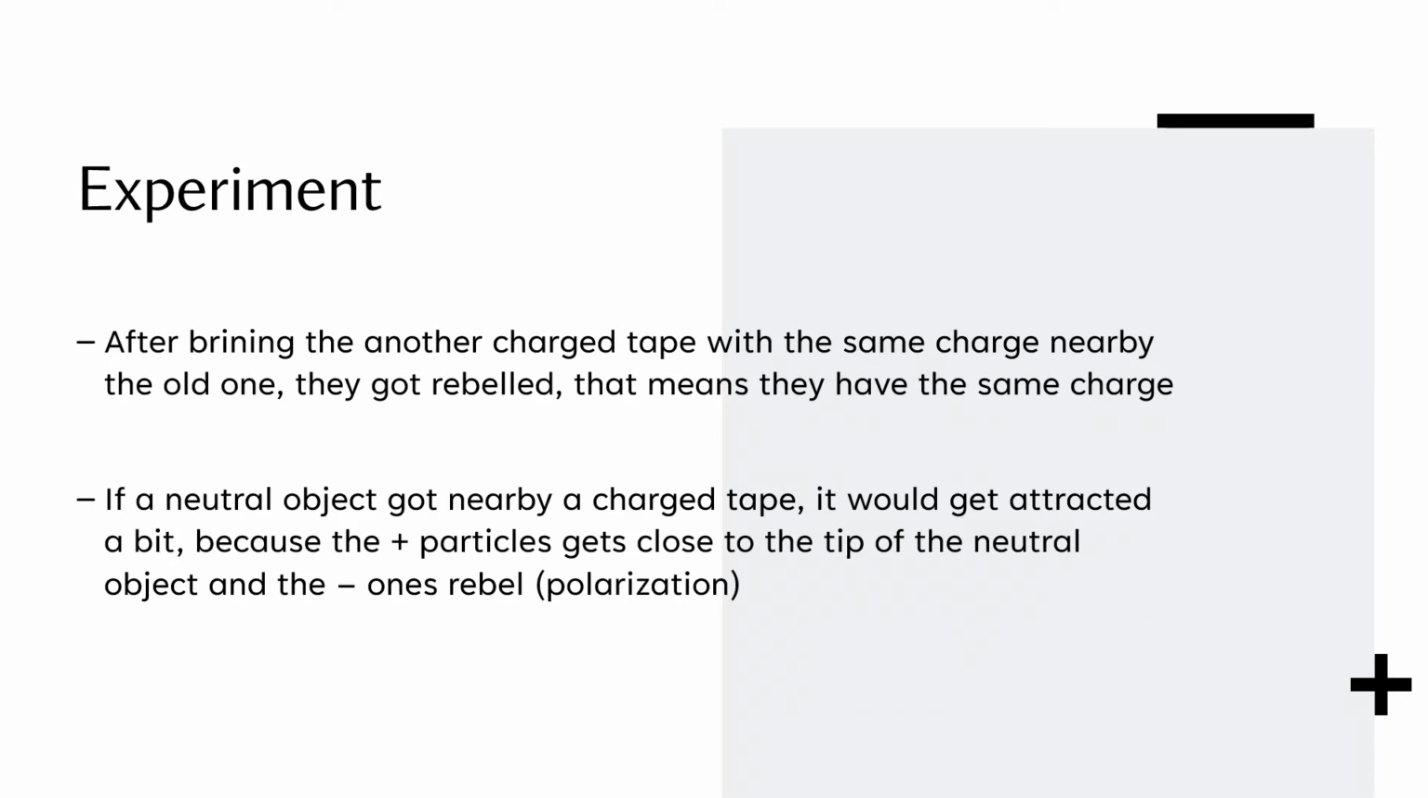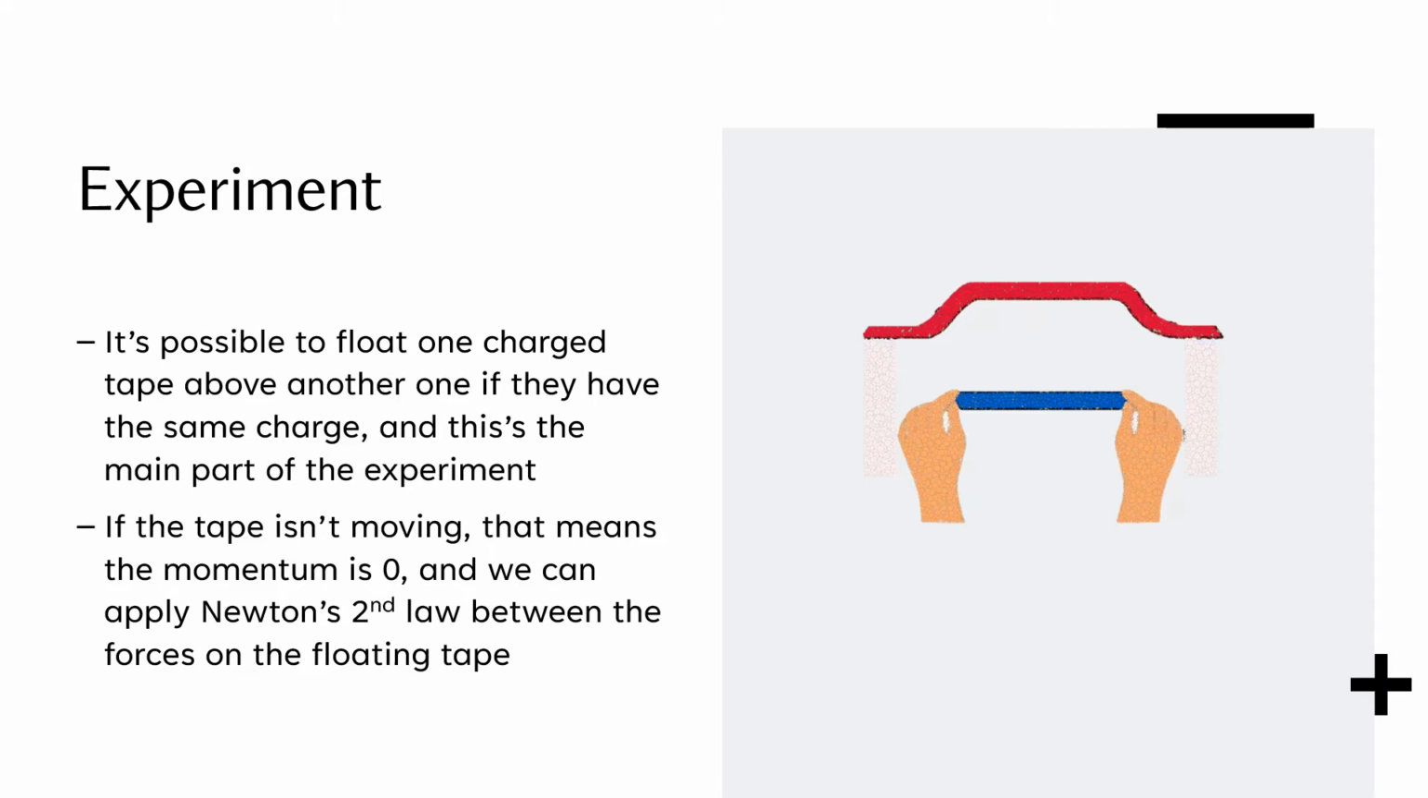That's how we find the sign of the tape. After bringing another tape with the same charge nearby the old one, they got repelled. That means they have the same charge. And if neutral objects get nearby a charged tape, they will attract because of the polarization of the neutral object, and the plus particles will get closer to the tip of the neutral object, which is closer to the charged tape.